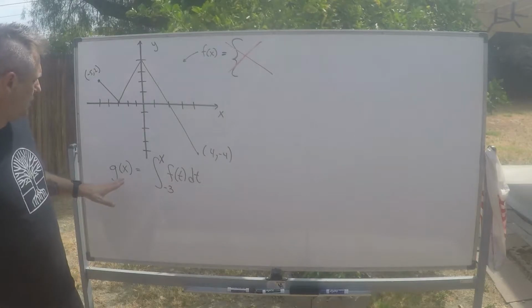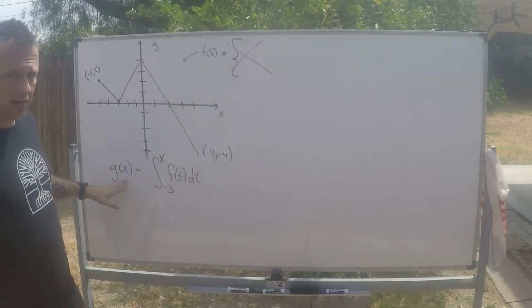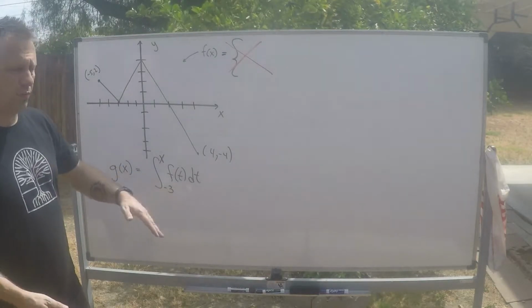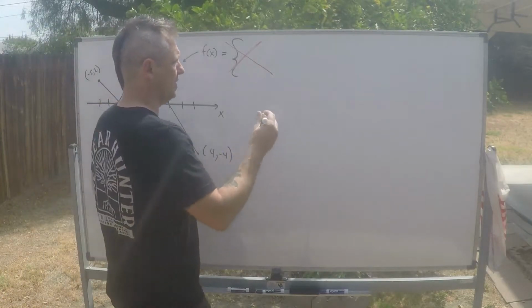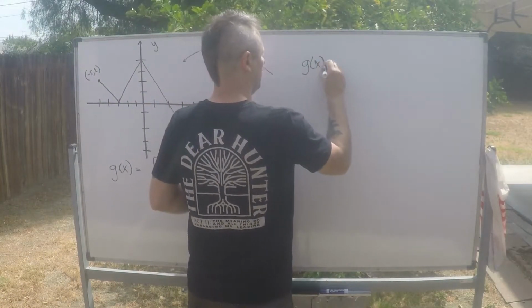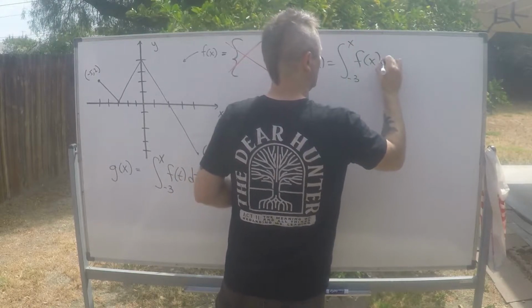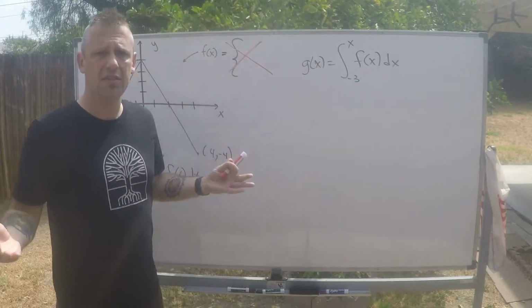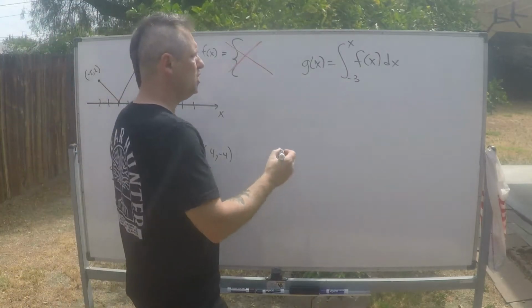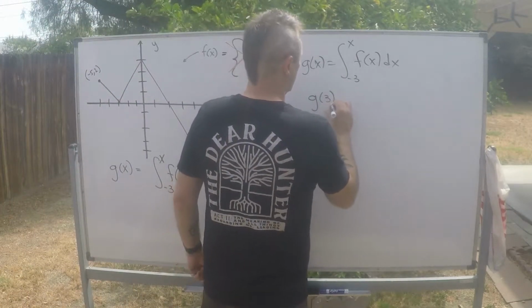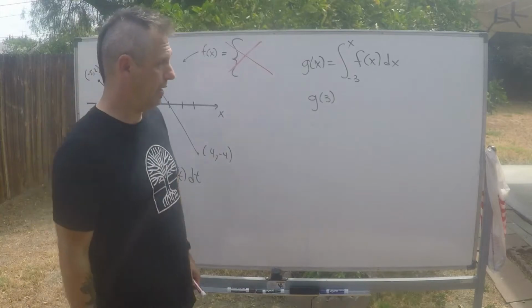The idea here is that g is actually a function of x. And if we were to go ahead and throw an x all through here and say that g of x equals the integral from -3 to x of f of x dx, if we were to say this, then what would g of 3 be? Which, by the way, is what we're going to be asked to compute in part A.